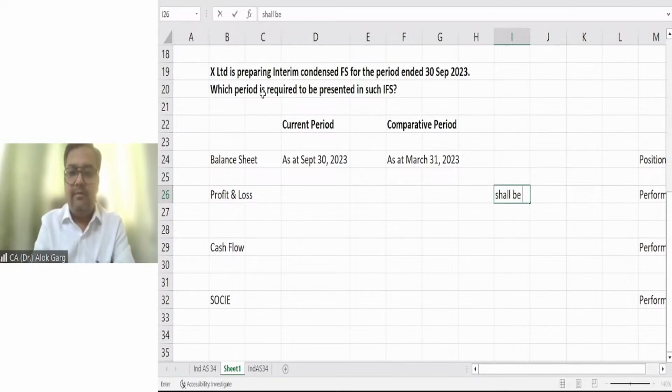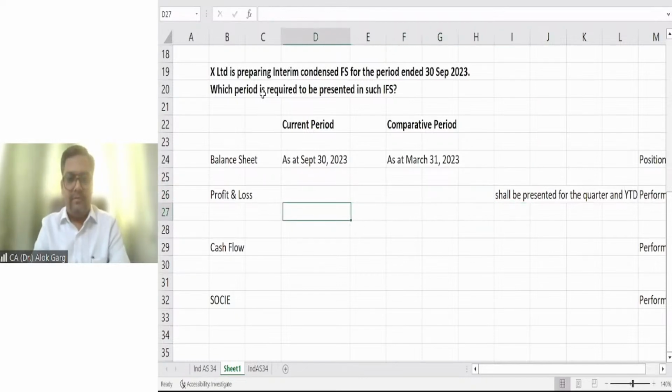Shall be presented for the quarter and year to date. What is meant by year to date? Let me talk about it. For the quarter ended.